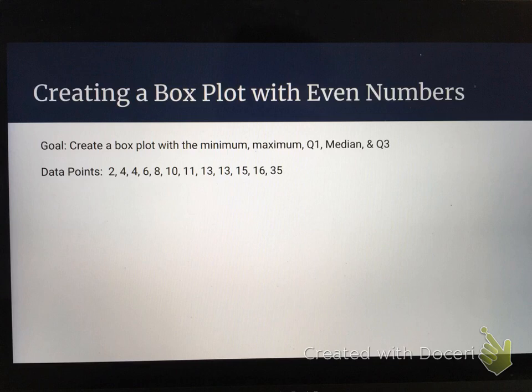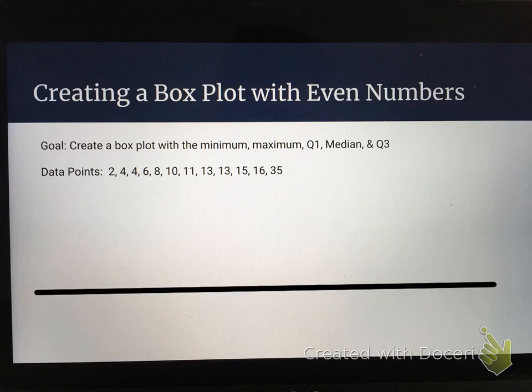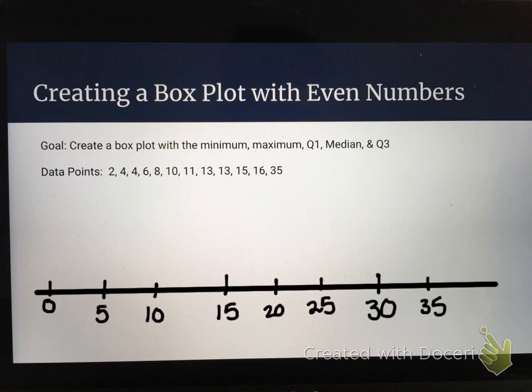All right, so I'm going to first start out by making my approximate number line. Okay, so here's my number line. And I'm going to add in some data values for us. Okay, now that we've created our number line, now we have to just start putting our data points on there.